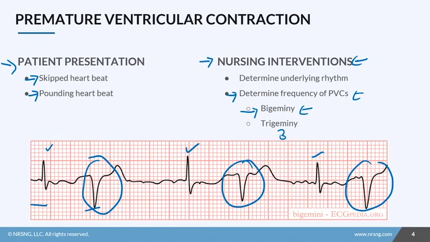Every third beat would be considered trigeminy. So we would have two normal QRS complexes and then a PVC. That would be called trigeminy. So again, always know how frequently the PVCs are occurring, because that can actually predispose a person to going into VTAC, and you've got to prevent that from happening. So let's go ahead and talk about how to treat PVCs.